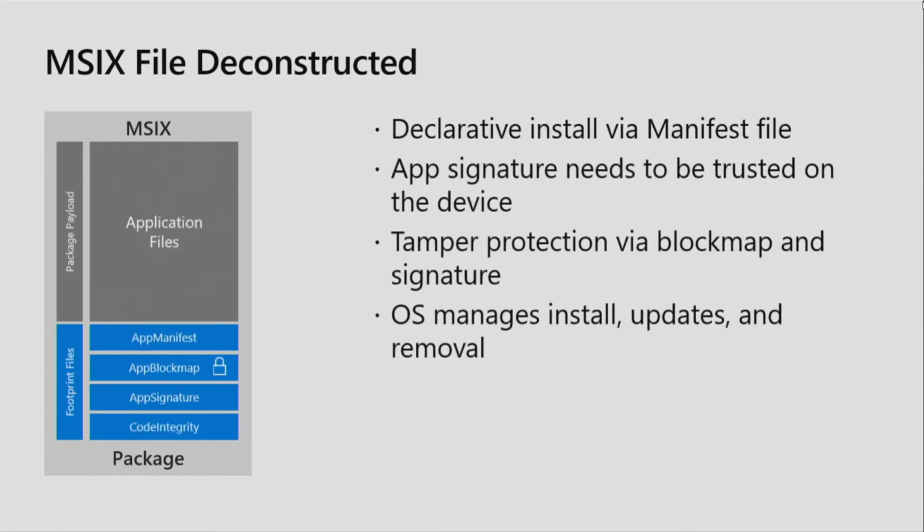Inside the MSIX file, we talked about these footprint files. First off, there's the manifest file. And that's really, again, that declarative install. It's all the information that we need to go and install the application and includes information about the identity of the application.